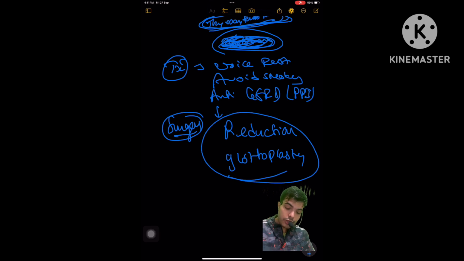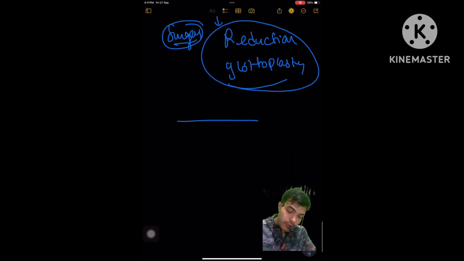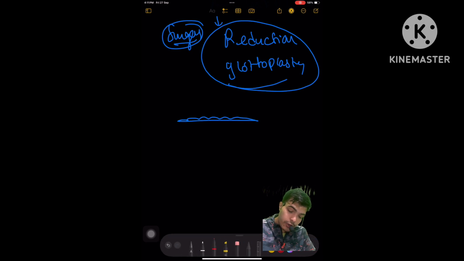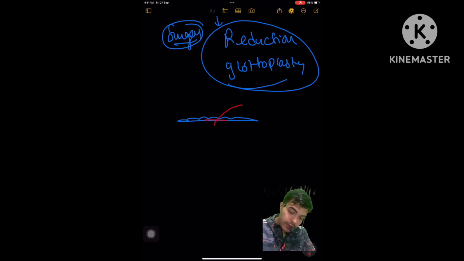Okay, so reduction glottoplasty means you'll just give a nick in this epithelium, and you'll drain all the fluid which is present subepithelium. You'll drain all the fluid, and you just remove this area. Okay, just leave it open. Leave it open. Drain all the secretion.